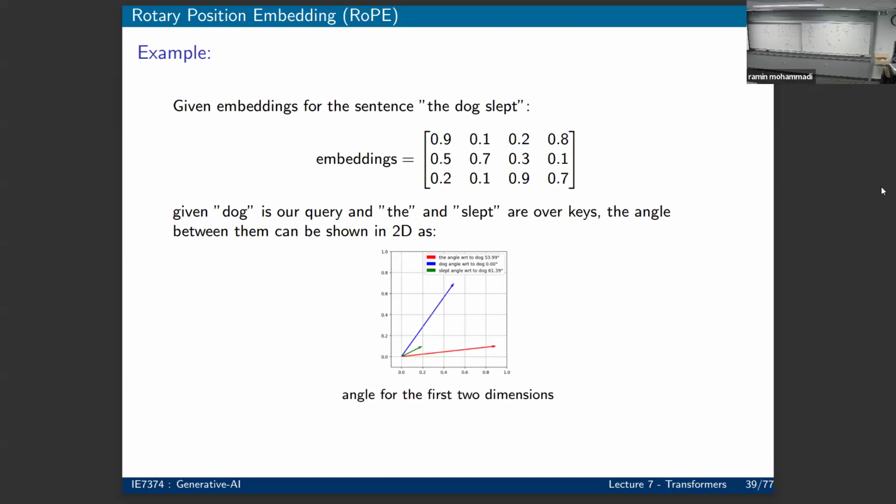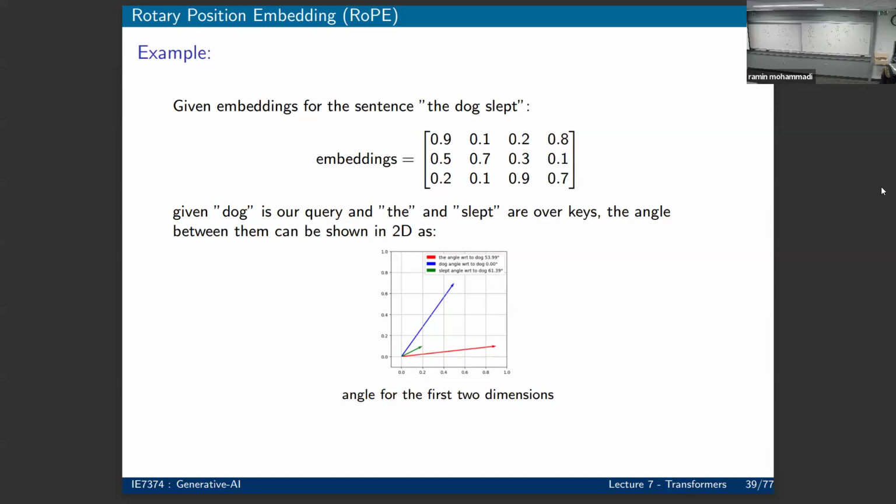So here in 2D, I created the arrows. In order to show this in 2D, I basically ignored the third and fourth dimension. I use this to plot the points, but I use the same formula that you saw to calculate the theta among those. So it says the angle of the with respect to dog is 53 degrees. Dog with respect to dog is 0, and slept with respect to dog is 61. That's the angle of these vectors.